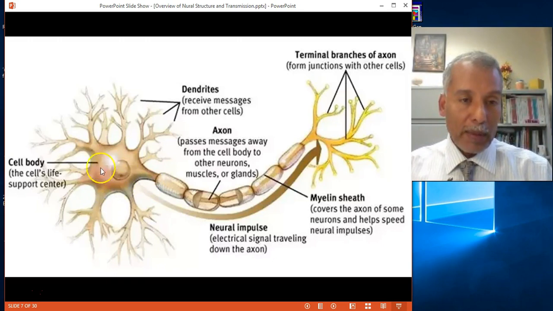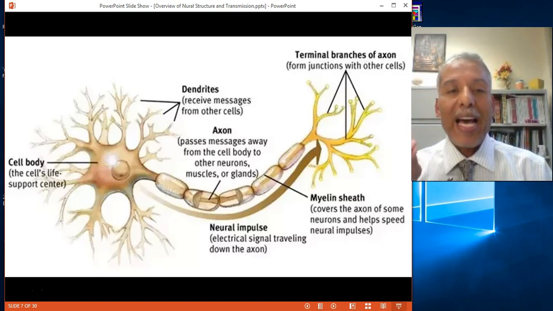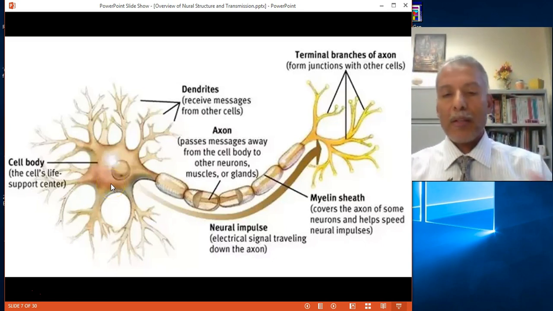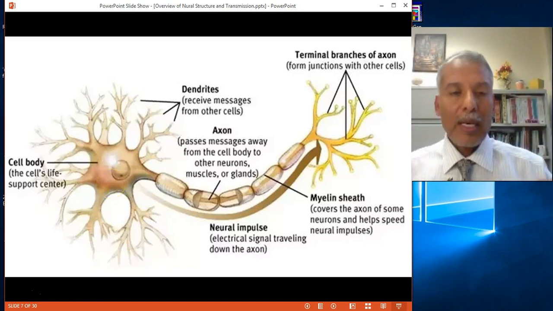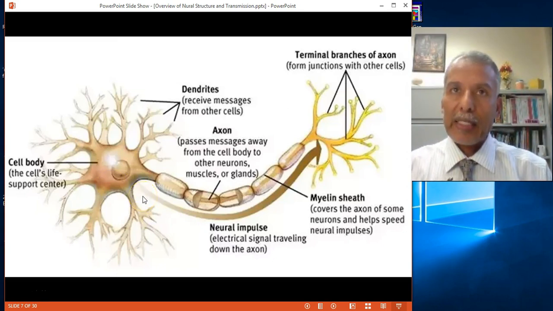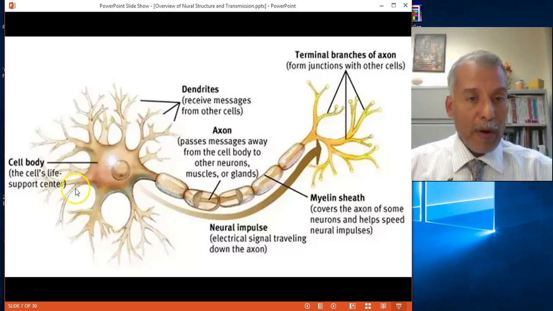So the cell body also has many little organs called organelles. The nucleus is the biggest organelle, but other areas that have ribosomes and different kinds of compartments are also called organelles. So the body of the cell contains most of its organelles. It contains its nucleus.